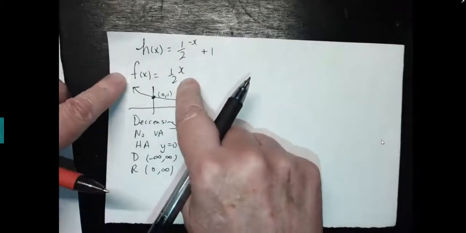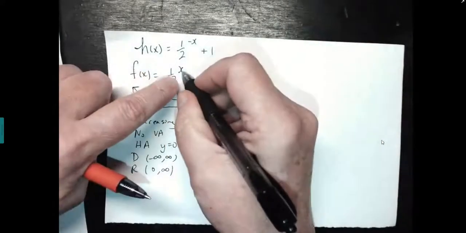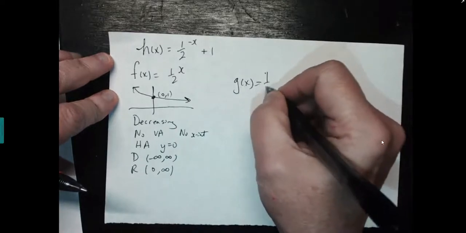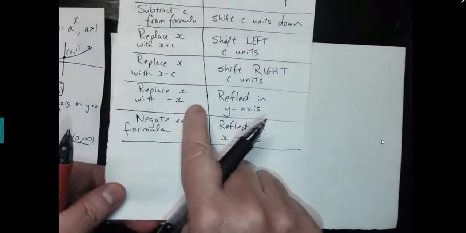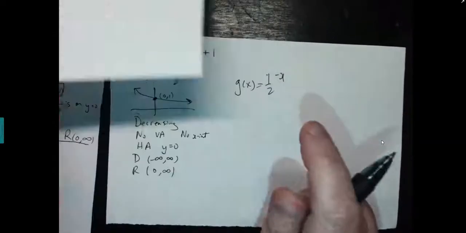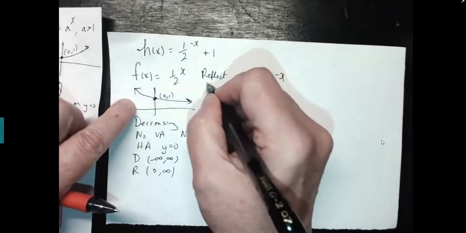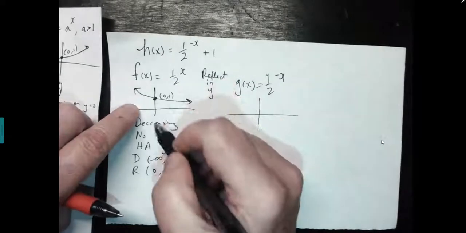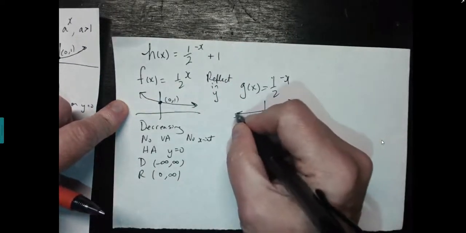Now, I want to try and build up to this formula. So the next thing I'm going to do is replace x with negative x. What happens if you replace x with a negative x? You reflect it in the y-axis. So I'm going to take this graph and reflect it in the y-axis. If the y-axis is like a mirror and I flip it, I'm going to get this picture.